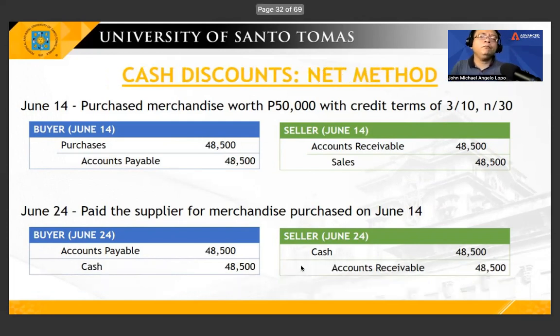Okay. Tingnan mo naman sa net method. Okay? Sa net method, ininet mo na kaagad, no? 50,000, 48.5, 48.5. Net na.